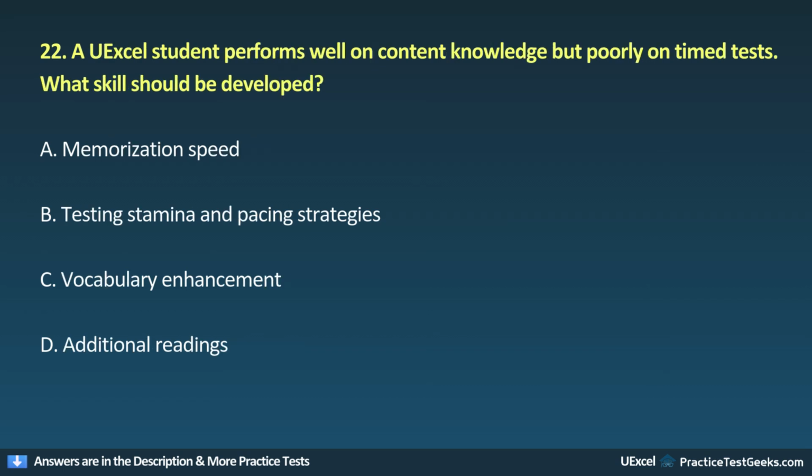22. A UExcel student performs well on content knowledge but poorly on timed tests. What skills should be developed? A. Memorization speed. B. Testing stamina and pacing strategies. C. Vocabulary enhancement. D. Additional readings.